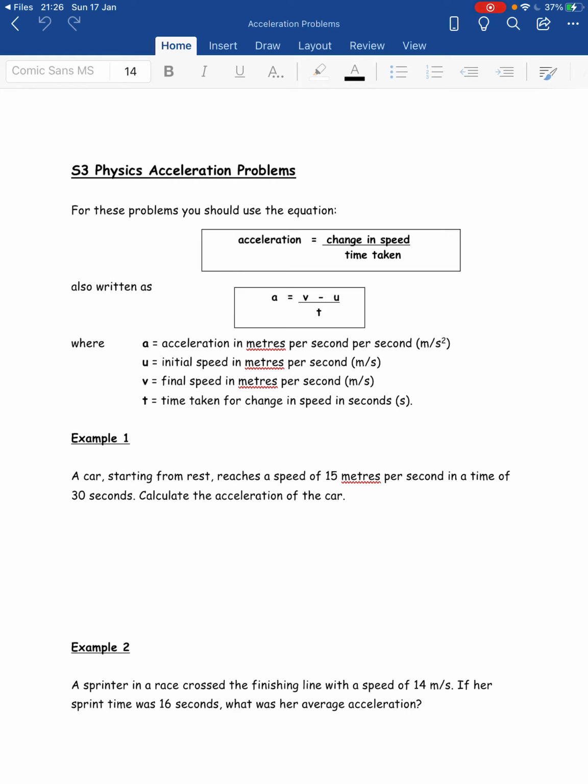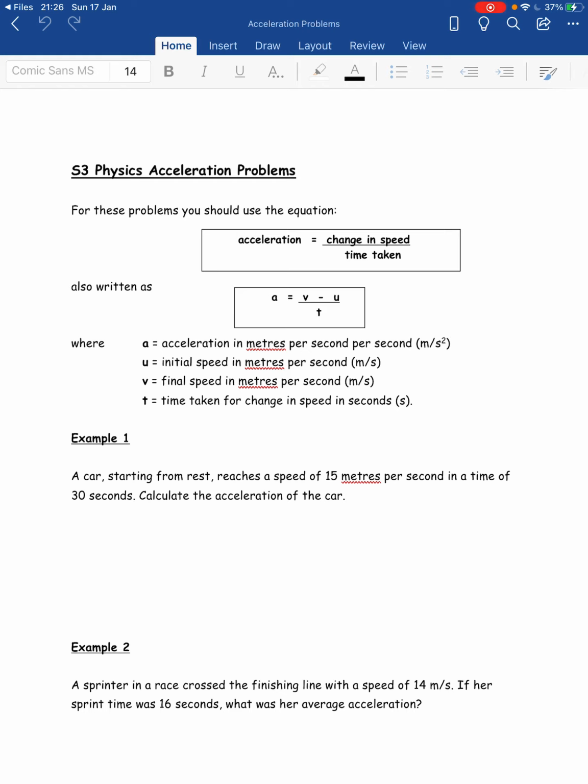Equations can be written in word form, like you can see here, where it's got change in speed over time taken. We can shorten that down using symbols, and it becomes A equals V minus U over T. You'll see the list of the quantities and symbols.